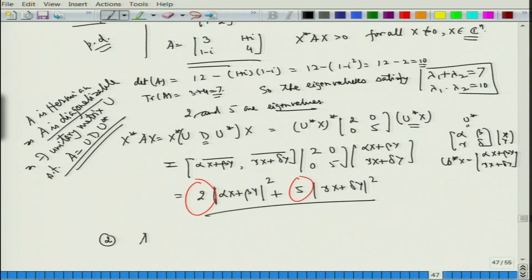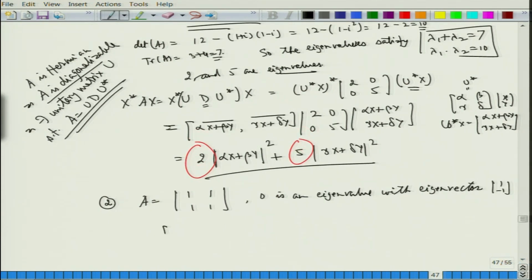So, I define A as, take A as 1 1 1 1, and so you can see here that 0 is an eigenvalue, 0 is eigenvalue with eigenvector 1 minus 1. So, check that 1 minus 1 times A times 1 minus 1 is 0, all right. So, I have a non-zero vector for which things are 0 here, all right.